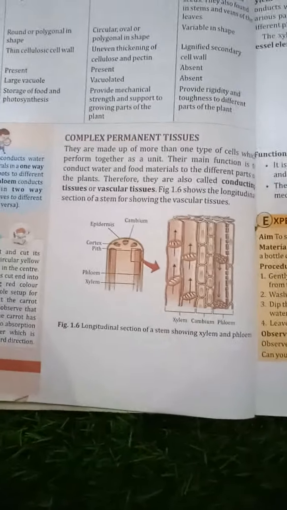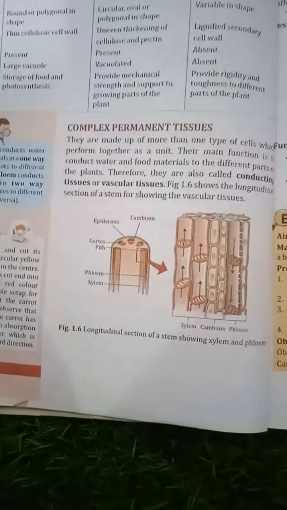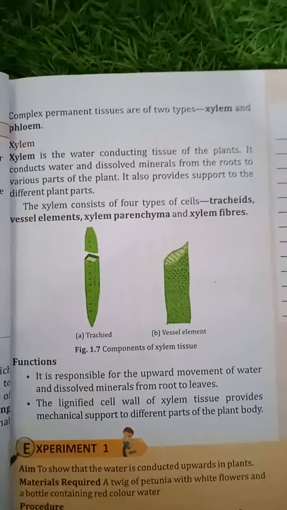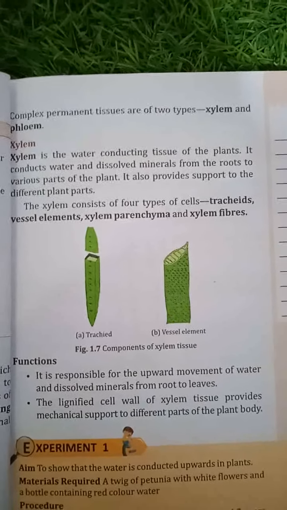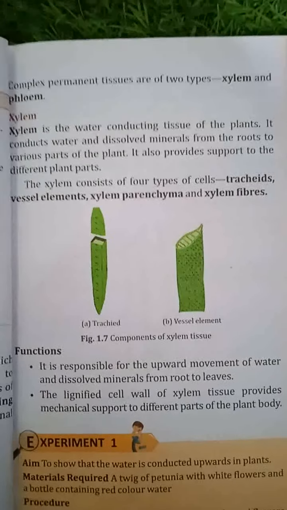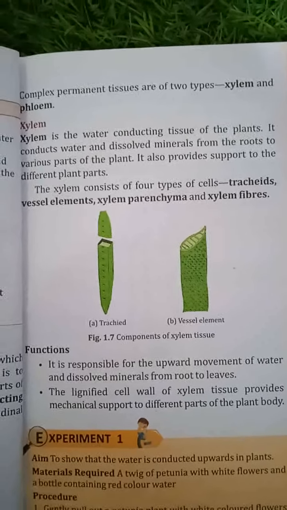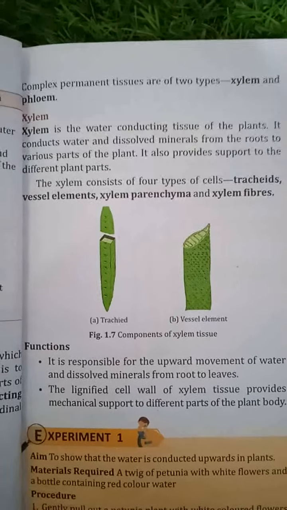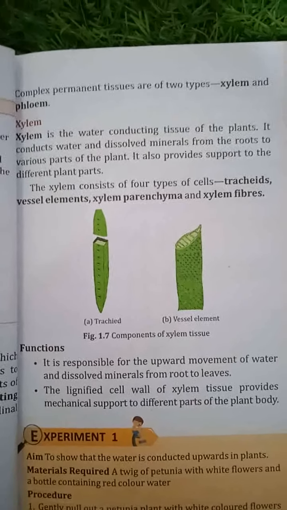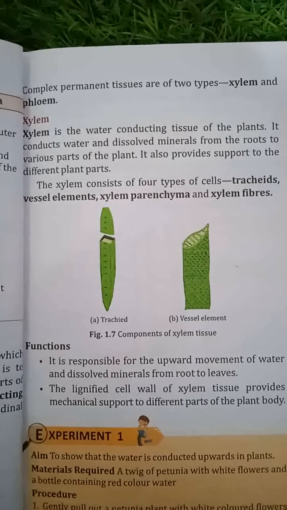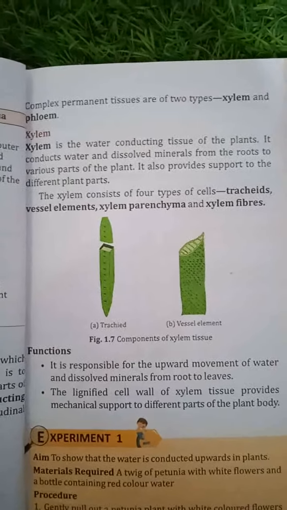Then the types of complex permanent tissues. The complex permanent tissues are of two types, that is xylem and phloem. You have to memorize these two names. If anyone asks you which one is the water conducting tissue of the plant, that is xylem. And which one is the food and minerals conducting tissue of the plant, that is phloem.